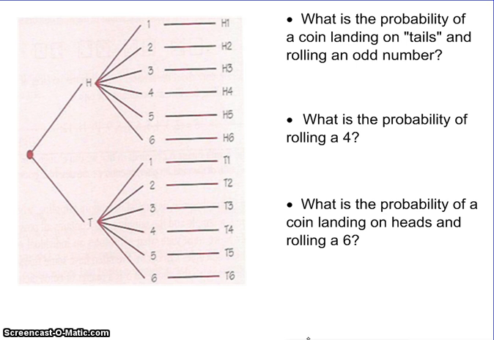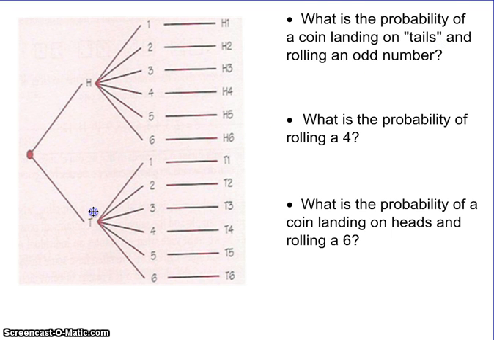So let's take a look at this, okay? This is the same thing I created. We have heads or tails with the 6 dice. So this is I flipped a heads and rolled a 1. This is I flipped a heads and rolled a 4, flipped a tails, and then rolled a 3 on my dice. So what's the probability of a coin landing on tails and rolling an odd number?